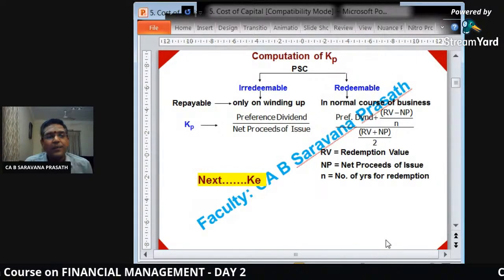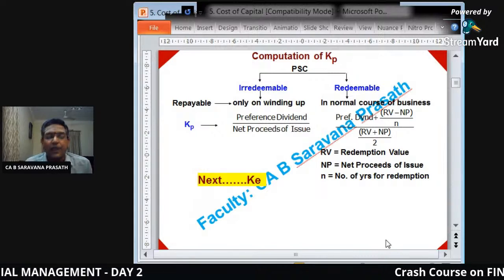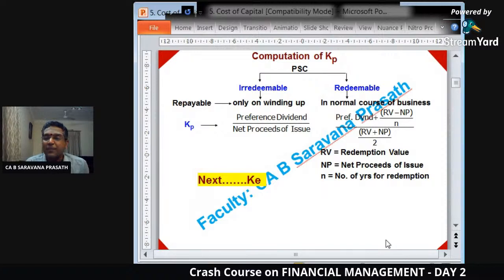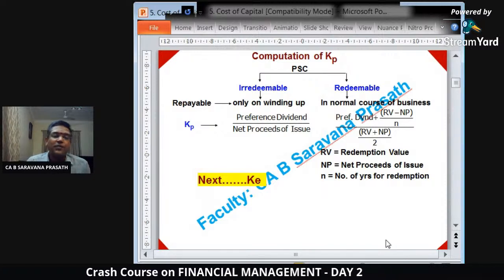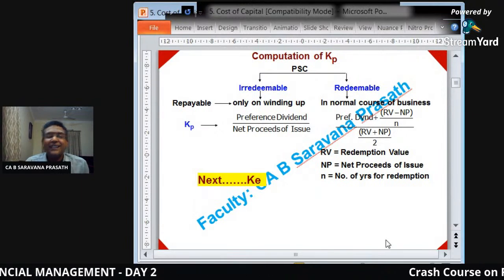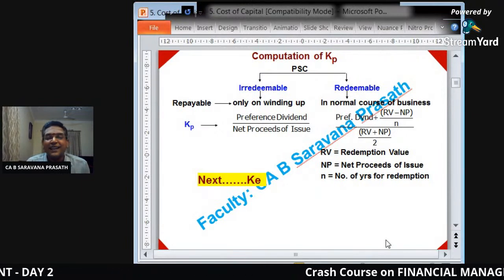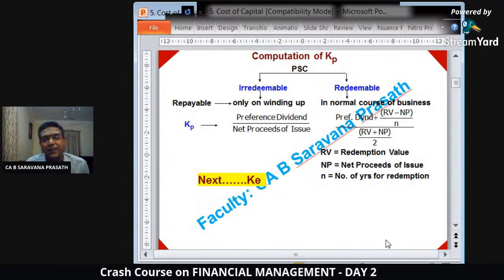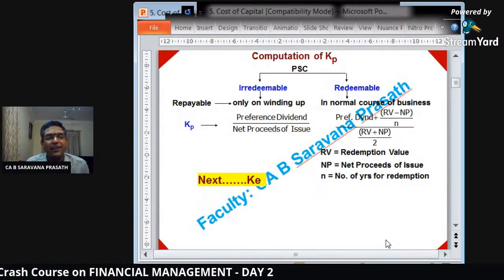So irredeemable means repayable only on winding up. In that case, the formula is preference dividend divided by net proceeds of issue. Please note, for cost of debt, you would have taken interest. Here it is preference dividend. There we would have taken 100 minus tax rate. Here we don't have any such concept. This is a post-tax payment, therefore not deductible for tax purposes.